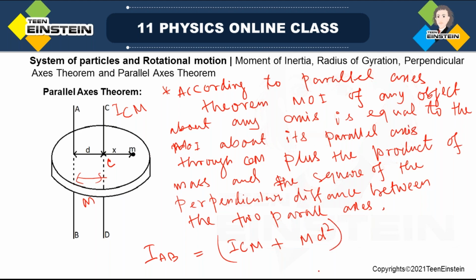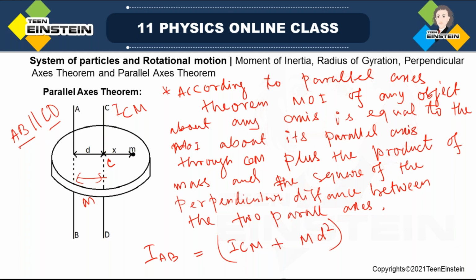So if you want to calculate the moment of inertia of any object about any axis which is parallel to the axis passing through its center of mass, it is given by this. So the moment of inertia about AB, which is a parallel axis to this CD, which is passing through the center of mass. This is the parallel axis theorem. You should know what those two axes are: AB and CD. These are parallel to each other, and the axis through the center of mass will always be perpendicular to the plane of the object.